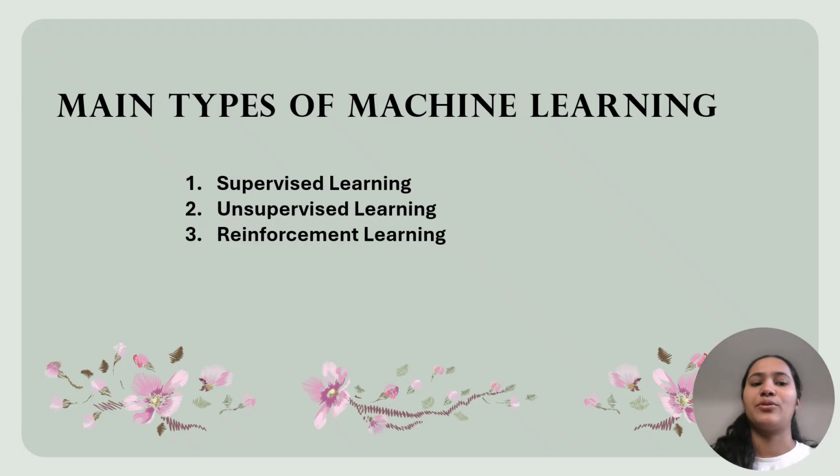Then comes reinforcement learning. Reinforcement learning is when a model learns by trying actions and receiving rewards or penalties. It improves over time by learning which actions lead to better results. For example, a robot can learn how to move by being rewarded when it completes a task successfully.